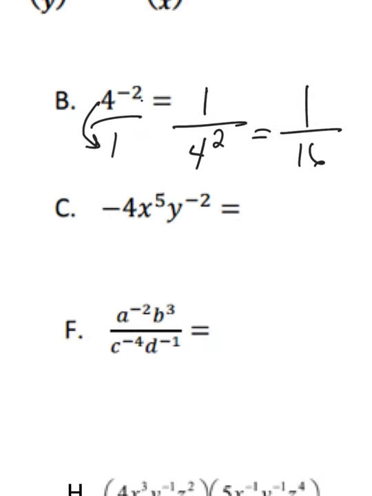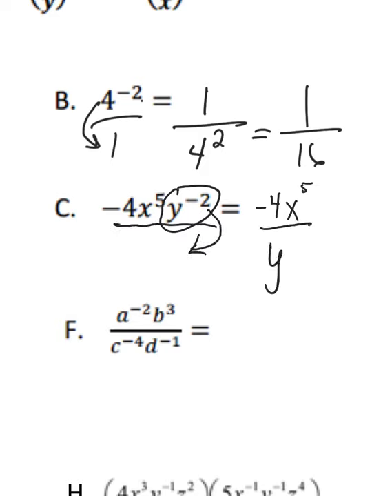Looking at C, we have -4. That does not have a negative exponent, it has a negative in the front of it. We have x to the 5th. That's not negative, but this is. So that would have to come to the other side of the fraction bar to make that -2 a +2.